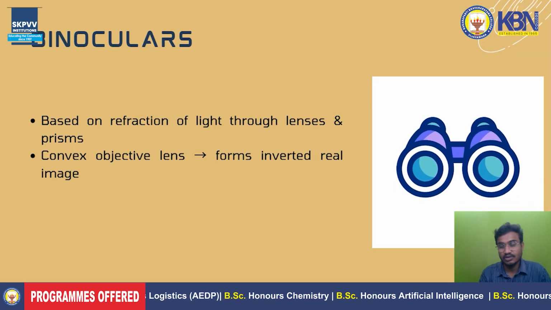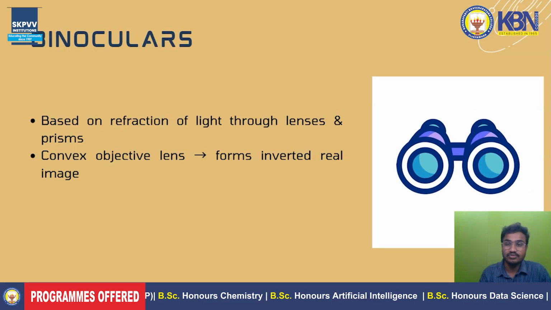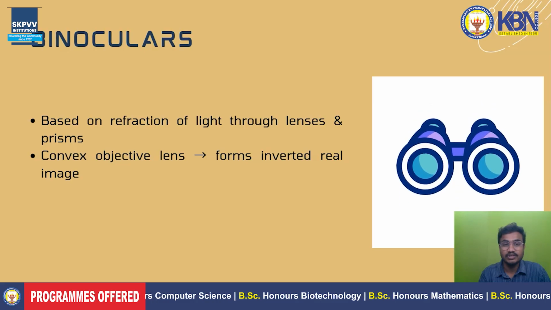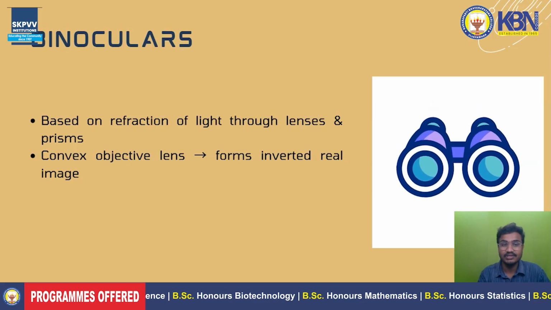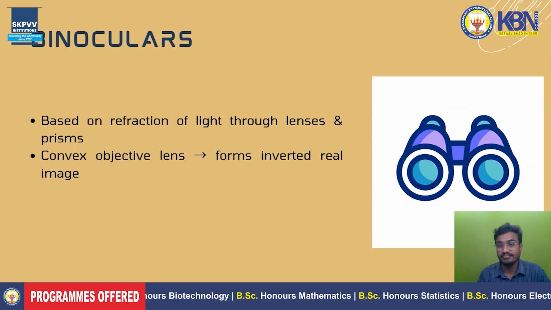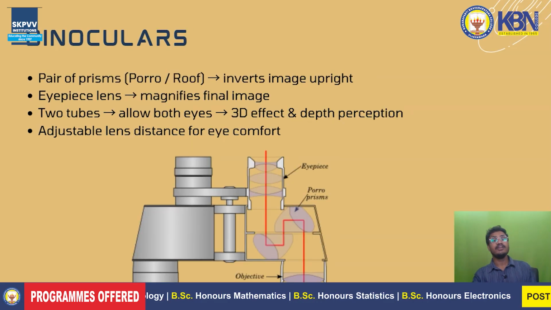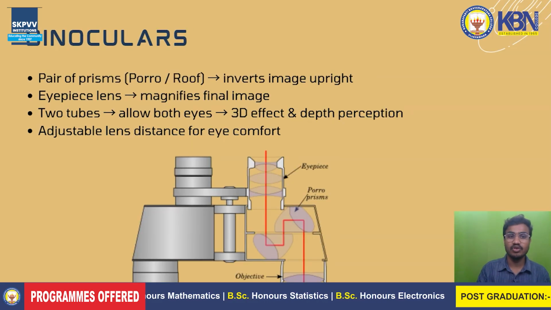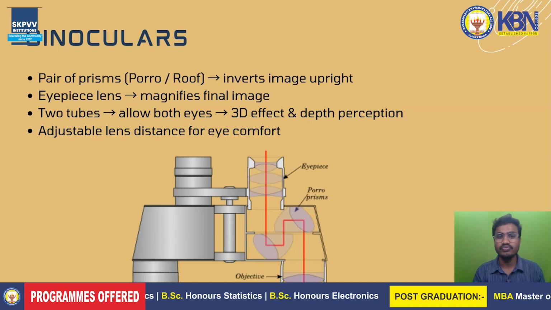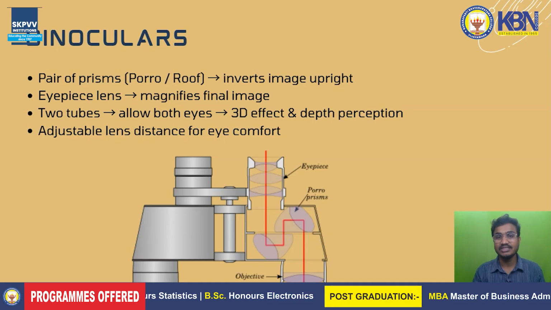Binoculars, we are familiar with, are used to observe objects by hobbyists. They will use them on the neck to observe things. It is based on the refraction of light through lenses and prisms. Convex objective lenses form the inverted real image. Binoculars will have a pair of prisms, like Porro or roof prisms. They will make the image upright.